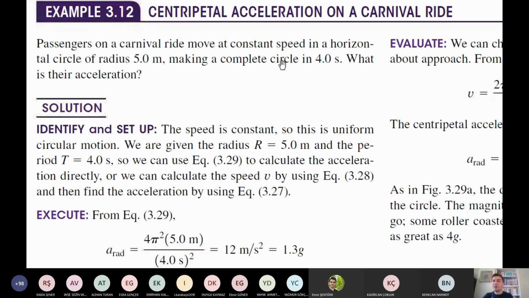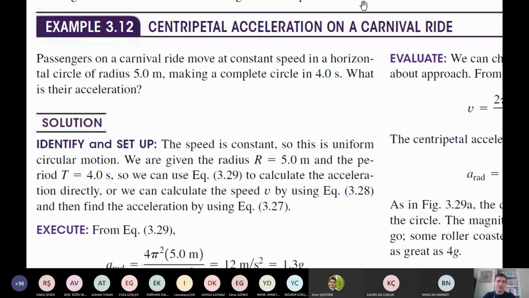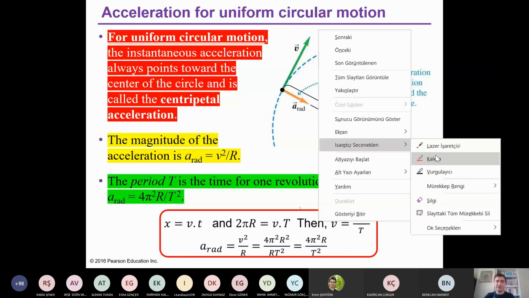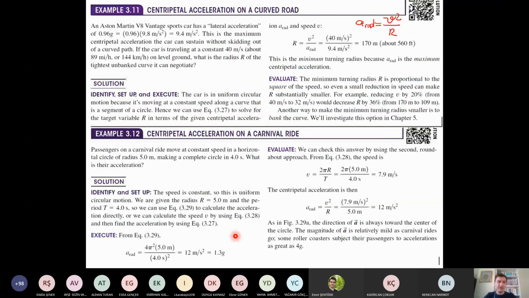So if I don't know the velocity, how to calculate this acceleration? Radius is given, but velocity is not given. Then I can use another expression for the acceleration, which I have shown you in the previous transparencies. Let me go back. Here we have radial acceleration in terms of velocity and radius. Here we have radial acceleration in terms of radius and period, okay? So now we don't have the information about the speed, so I have to calculate the acceleration.